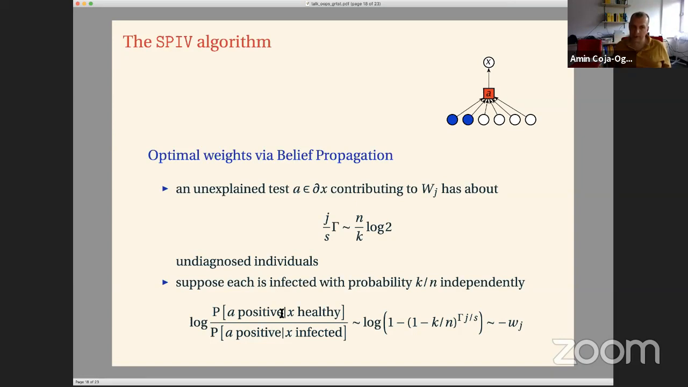We already saw that log likelihood ratios sometimes simplify computations. The log likelihood ratio of X being healthy or X being infected. And of course, if X is infected, then I have a perfect explanation why this test is positive. The reason is that it contains the infected individual X. And otherwise, I'm going to have to hit an infected individual down here. And the probability of this is just given by that expression down here. If you simplify that, you get precisely minus WJ because I swapped numerator and denominator over here. So this is how you derive the optimal weights.